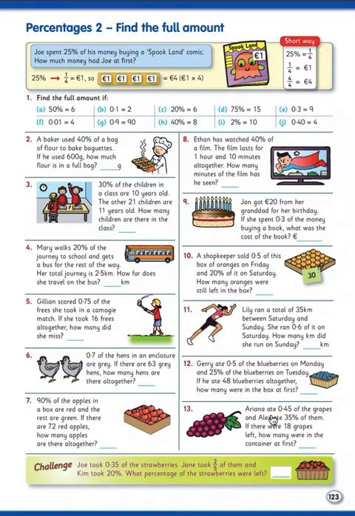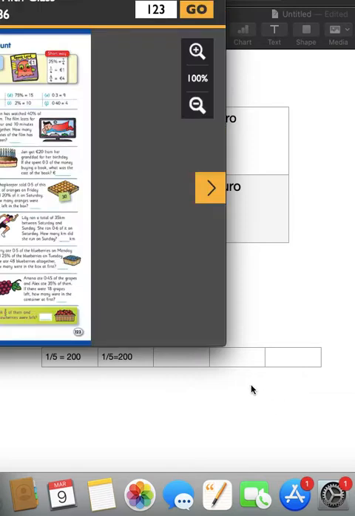Let me just go for one of the ones near the end. Ariana ate this amount of grapes and Alex ate that amount. If there were 18 grapes left over, how many were in the container at first? So that's a little bit different. You have to add together what Ariana and Alex ate together. To do that, change them into the same thing.